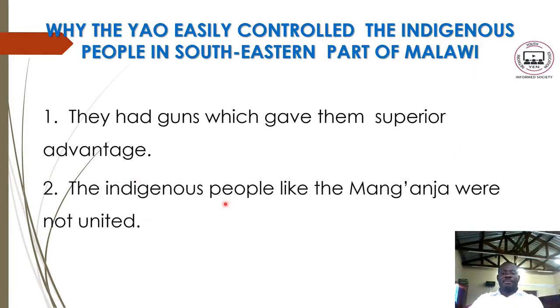The indigenous people, like the Manganja, were not united. So the indigenous people whom the Yao found here were not united. As a result, if people are not united, you can easily be defeated. So the Manganja were easily defeated because they were not united.